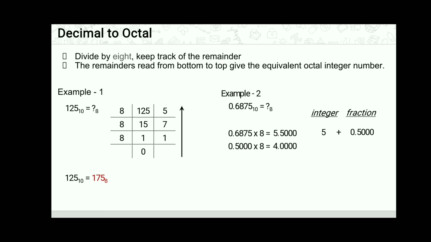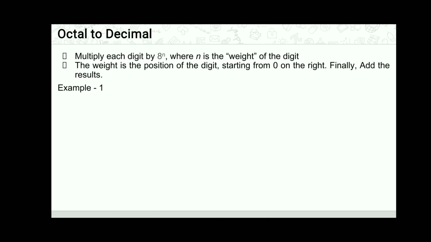So we will multiply the fractional part with 8. So we will get 4 as an integer part and 0.00 as fractional part. So our final answer will go from top to bottom. Our final answer is 0.54 to the base 8. Next we will go through octal to decimal conversion.